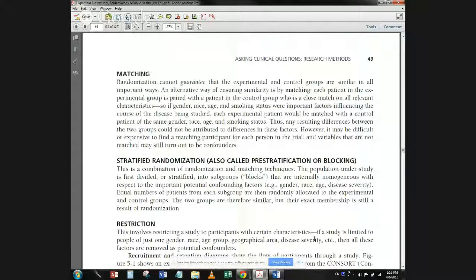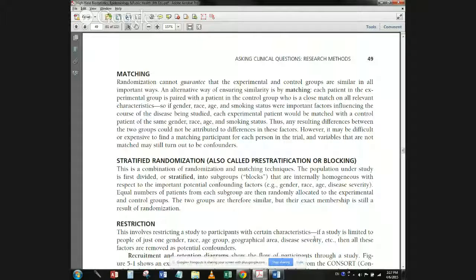Matching. Randomization cannot guarantee that the experimental and control groups are similar in all important ways. An alternative way of ensuring similarity is by matching. Each patient in the experimental group is paired with a patient in the control group who is a close match on all relevant characteristics. So, if gender, race, age, and smoking status were important factors influencing the course of the disease being studied, each experimental patient would be matched with a control patient of the same gender, race, age, and smoking status. Thus, any resulting differences between the two groups could not be attributed to differences in these factors.